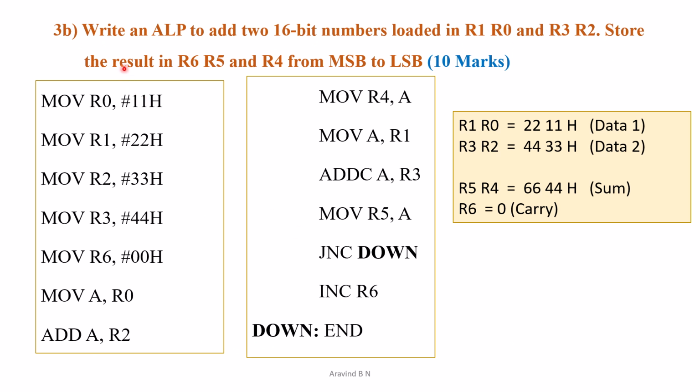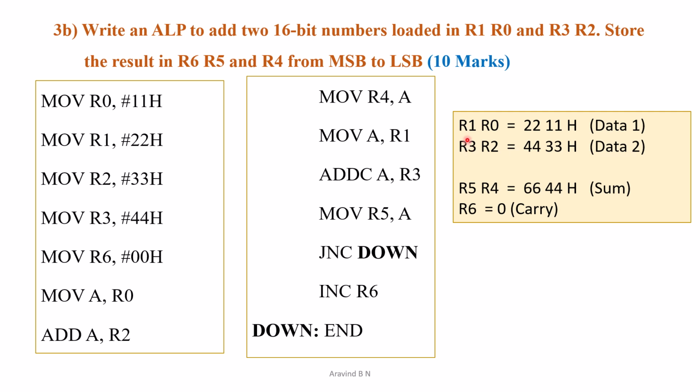Then 3B, write an ALP to add two 16-bit numbers loaded in R1, R0 and R3, R2. Store the result in R6, R5 and R7 from MSB to LSB. So now here there is a clear mention that R6 must hold the MSB and R4 must hold the LSB of the result. Now let us consider what data we are going to have so that it will be much clearer for us while writing the program.